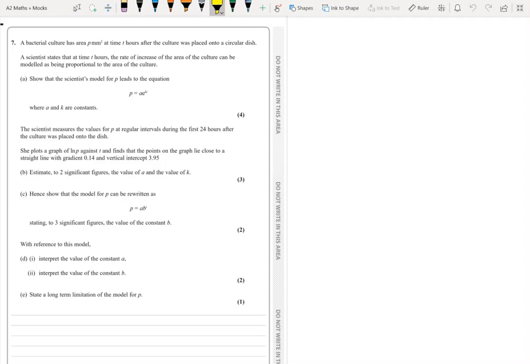So there's quite a lot going on in this question. First of all, we've got a context. We've got some bacteria measured with their area at time t. So we're modelling the area of bacteria.